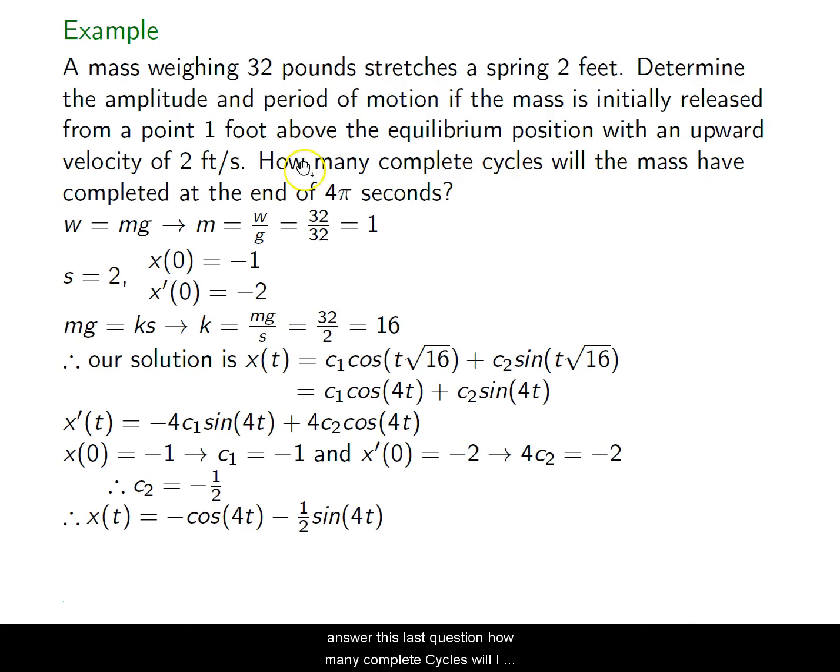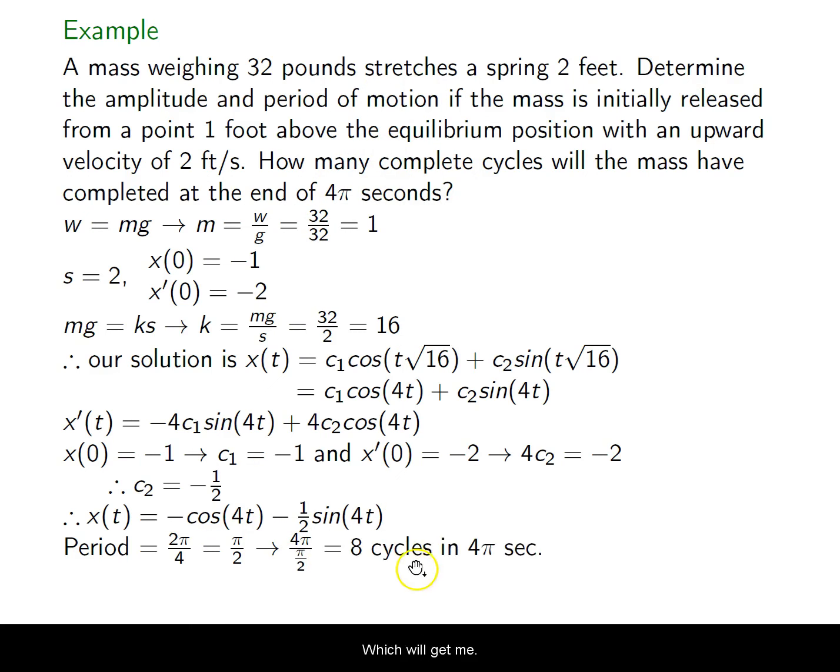Notice that if I want to answer this last question, how many complete cycles will I have in 4 pi, I'm going to need the period for that, right? So my period is 2 pi over this value on the inside of my cosine, which is just pi over 2. If I want to know how many complete cycles I get in 4 pi, I just divide 4 pi by the period. It'll tell me how many periods happen in this time period, right? So I got 4 pi over pi over 2, which will get me 8 cycles in 4 pi seconds, right?